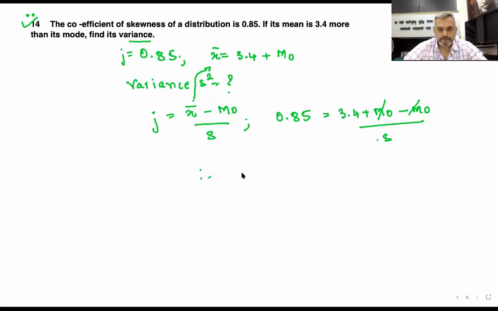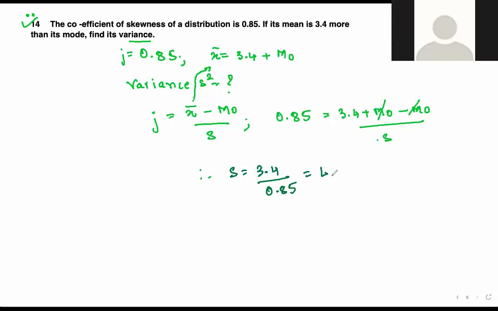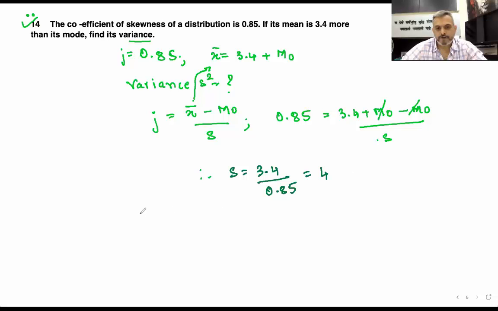Therefore standard deviation is equal to 3.4 upon 0.85, which is equal to 4. But what we have to find? We don't have to find standard deviation. Therefore variance is equal to S square, which is equal to 4 square, which is equal to 16. So that's how we have to solve this.